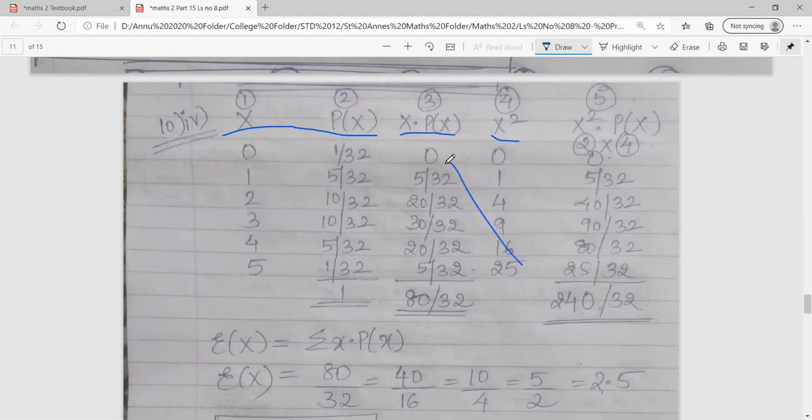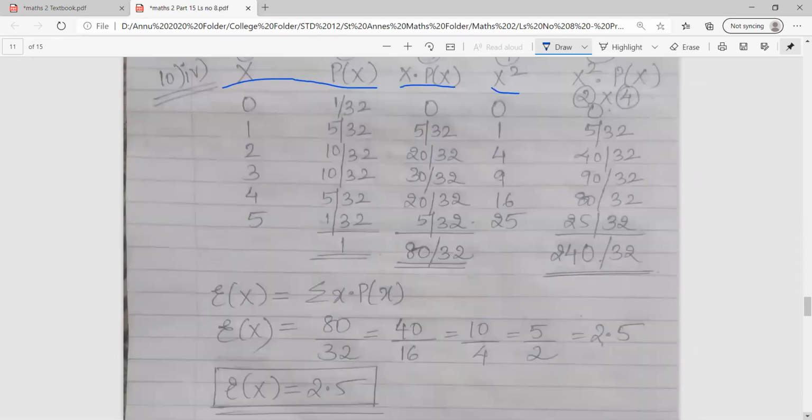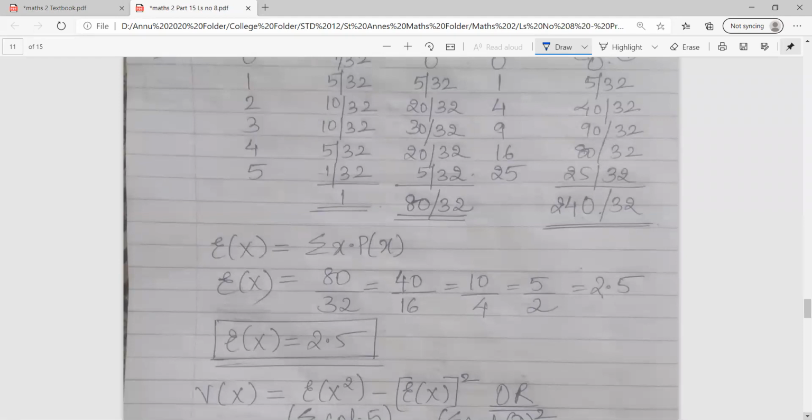Fifth column is nothing but column number 2 multiplied by column number 4. So as you can see, 0 into anything is 0. 1 into 5 upon 32 gives you 5 upon 32. 1 upon 32 into 0 gives you 0. 10 upon 32 into 4 gives you 40 upon 32. Again, I have not reduced the fraction, as you can see. After multiplying, please add all the numbers of column number 5 and get the total.